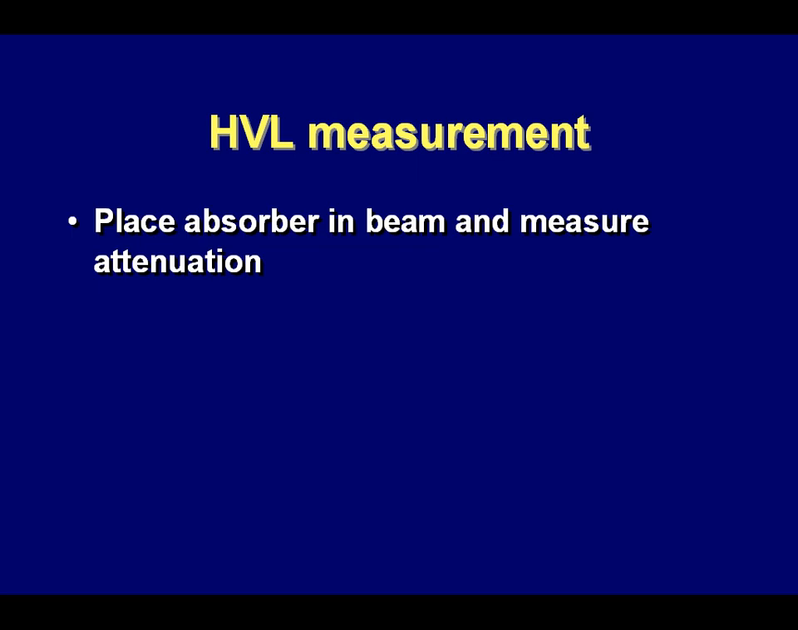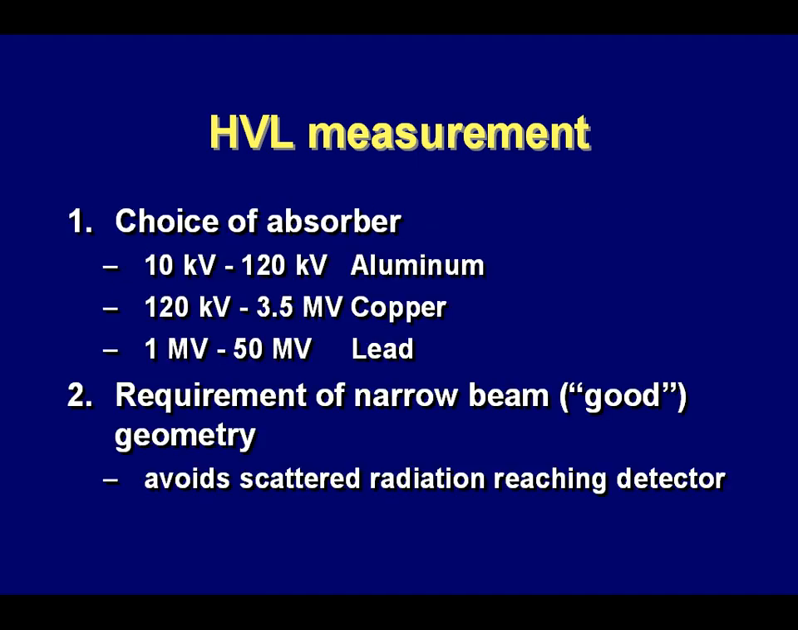So to measure half value layer, we place an absorber in the beam, put in various thicknesses of absorber, and measure the attenuation. Well, first the issue is what absorber do you use? The absorber depends on the energy of the beam. If you're in the kilovoltage range, aluminum is a good absorber because you'll be putting in millimeters of aluminum. Up to about 3 MV, copper would be a good absorber. Going to higher energies, lead would be your absorber. So that's the first issue.